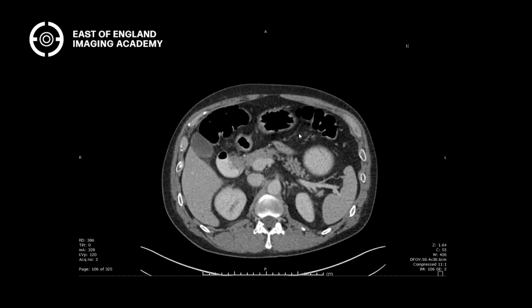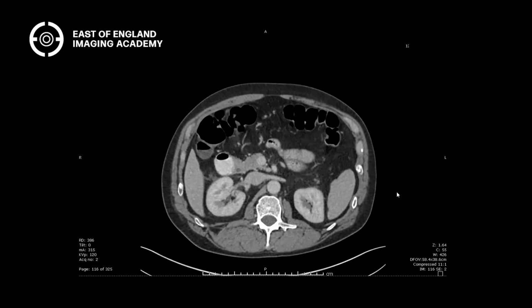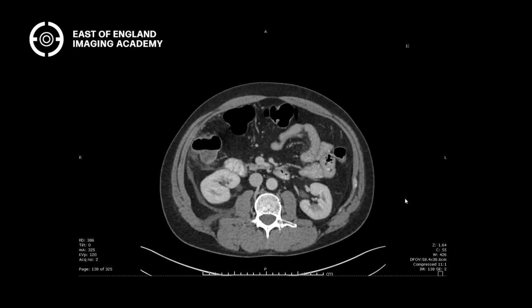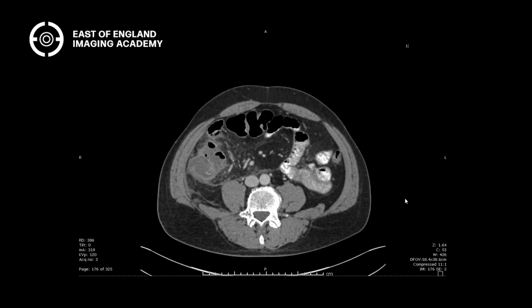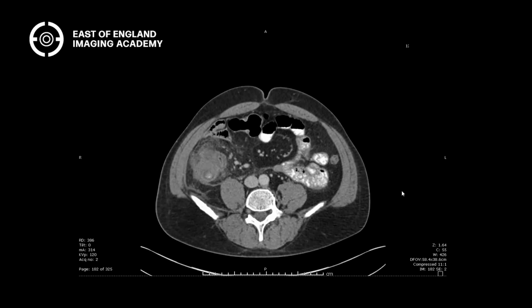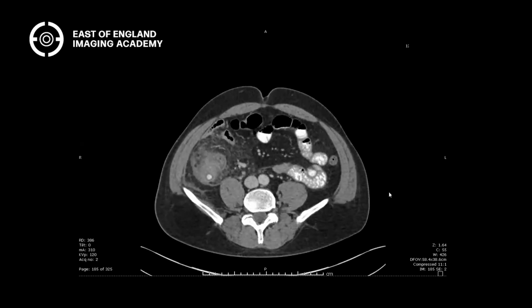Simple. Yep. CT is really easy. Okay, so let's have a look at this case, and I want you to tell me when you can see some fat stranding. So we're not looking at the organs, we're looking at the fat. I want you to tell me when the fat starts looking dirty. Yes, and which bit of the abdomen? Right or left? Right. Here.